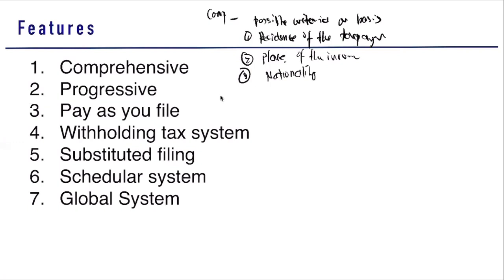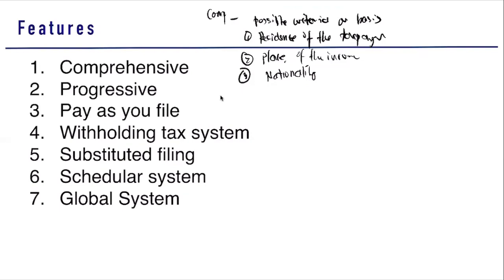So let's say, although you are not here when you earn that income, and although the place of income is not here, but you are a national of this particular country, then we can also tax you. That's why we say it is comprehensive. Kumbaga, walang lusot. So you can be taxed based on your residence alone. You can be taxed based on the place of income alone. And you can be taxed based on your nationality alone. We will more appreciate this as we go through your income tax status, which is the next topic after this.